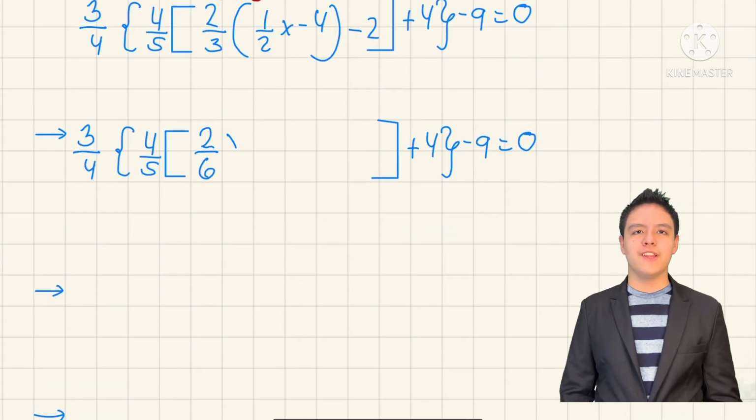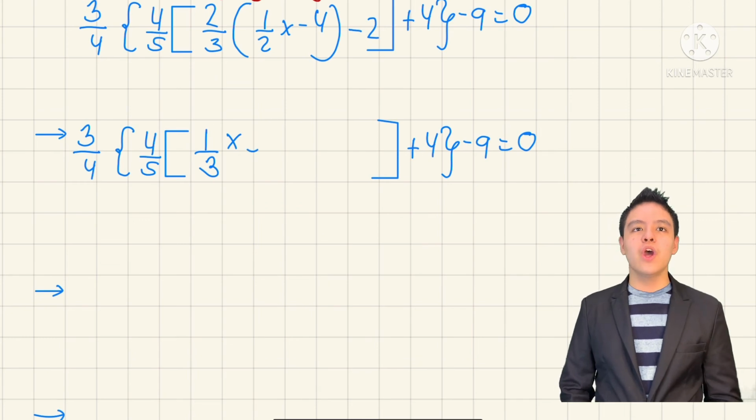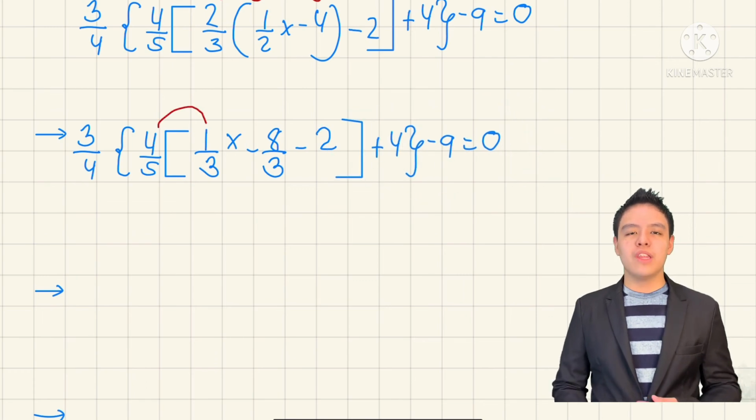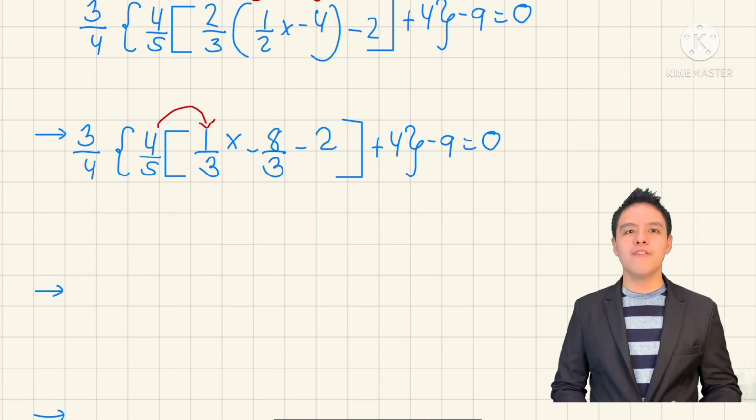Distribute 2 over 3 to 1 over 2x, making it 2 over 6x. Simplify it so that it will be 1 over 3x. 2 over 3 times negative 4 is negative 8 over 3 minus 2. And now that the parenthesis was removed, we'll distribute 4 over 5.